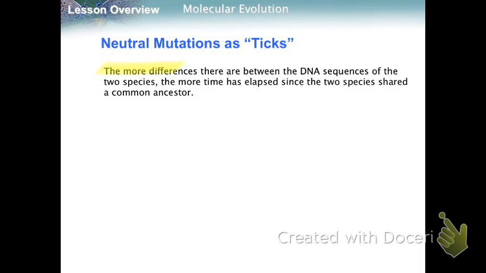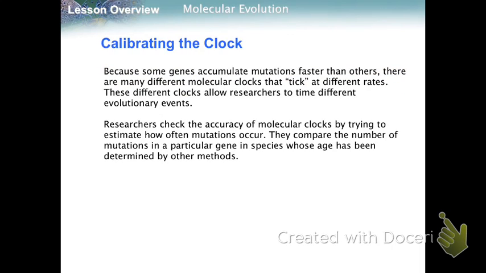So here's the key. The more differences there are between the DNA sequences of the two species, the more time has elapsed since the two species shared a common ancestor. We know because of research that's been done in the past that some genes accumulate mutations faster than others. There are many different molecular clocks that tick at different rates. So we can use those different clocks to time different evolutionary events.